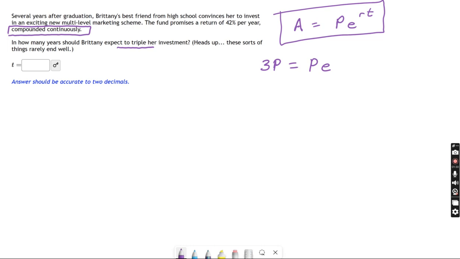Now you have e and then you have r, which in this case is 42%. That's a red flag for anyone who's done a little bit of investing. Anything that promises a rate that high is crazy talk. It's just not reasonable. So let's figure out how we're going to solve this problem. First, I'm going to cancel out those P's. And if you picked a number for P, no problem, just divide by that number.